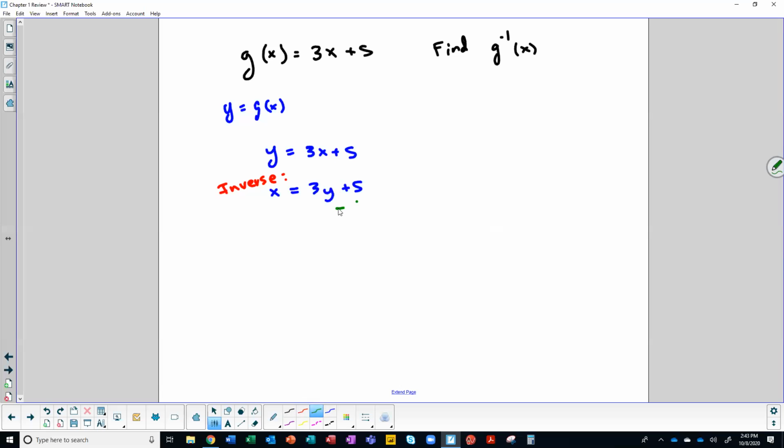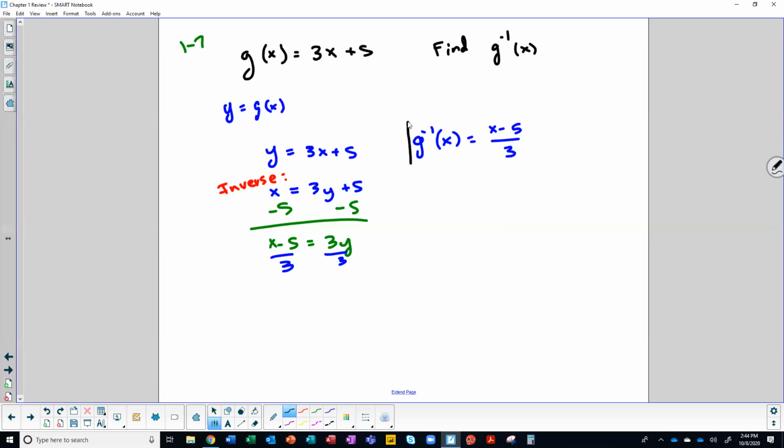So I hear -5. I agree with that. And this is less than 1.7. So x minus 5 equals 3y. And last step, divide by 3. And now we've solved it for y. Once you solve it for y, you use this terminology. And so you'd say g -1 of x equals x minus 5 all over 3.